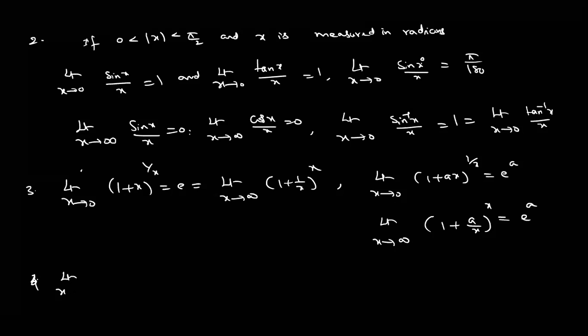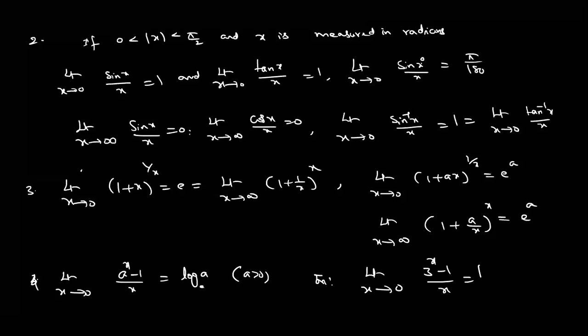4. Limit x tends to 0, (a power x minus 1) by x is equal to log a to the base e. You should understand a should be greater than 0. Example I'm giving: limit x tends to 0, (3 power x minus 1) by x. What is the answer, dear students? That is log 3.